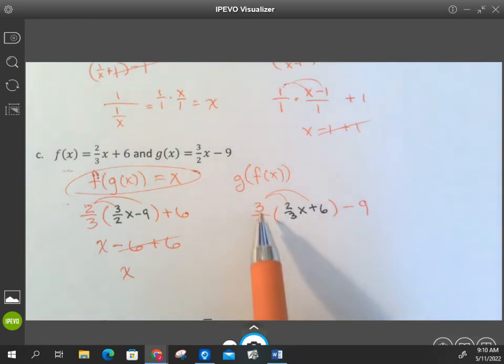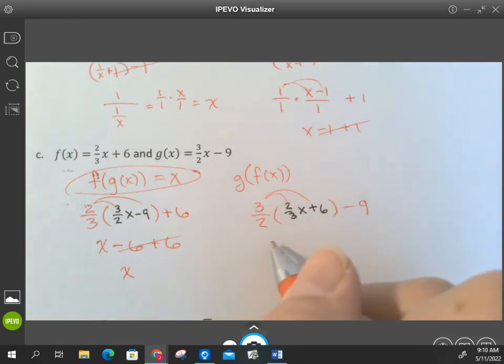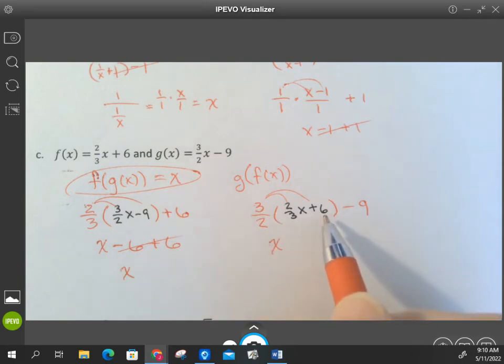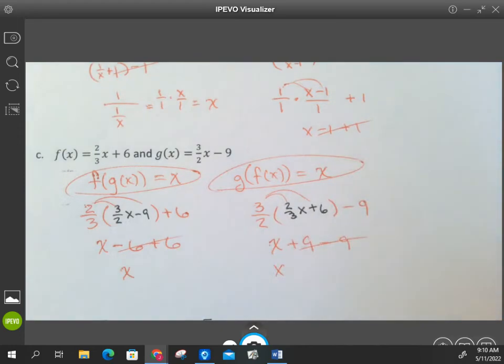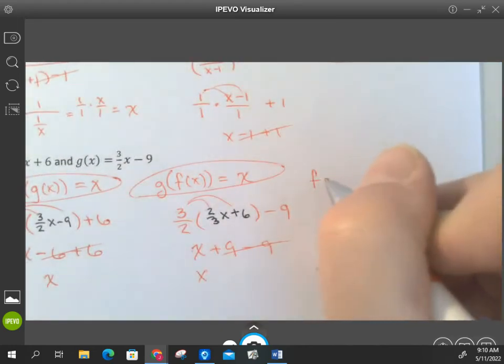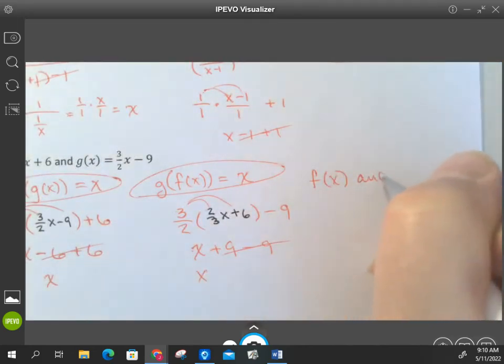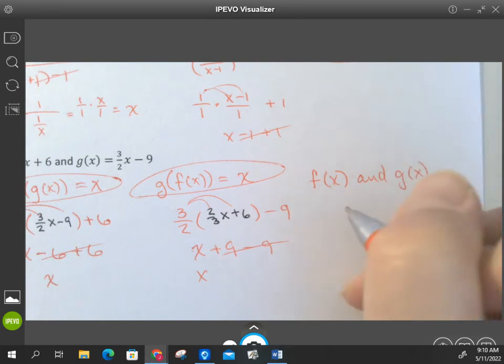So I took f of x and I stuffed it in there, and I'm going to distribute. Here again, these would cross cancel, or 6 over 6x. So I have just x. 3/2 times 6, well, that would reduce, but it does give me a positive 9 and then minus 9. If you need your calculator for your fractions, that's fine. But the 2 would cancel and leave me 3 times 3. These cancel, I get x, so boom, these are inverses. So f of x and g of x are inverses.